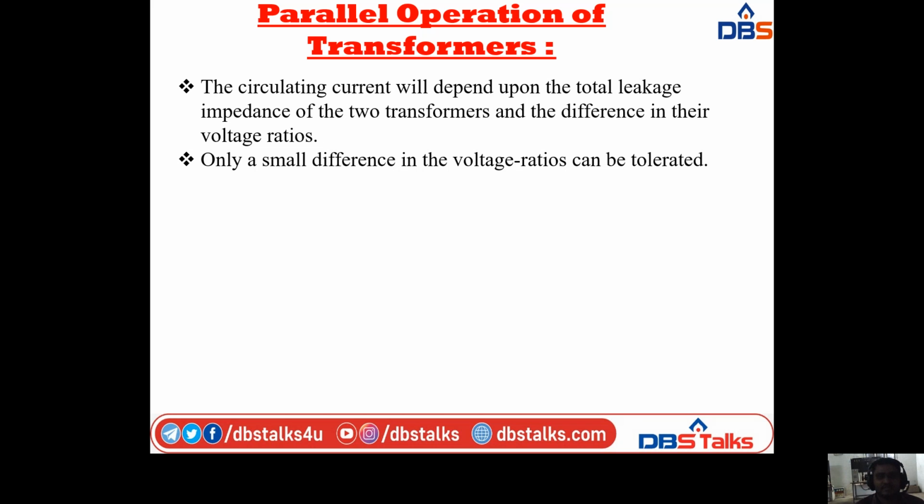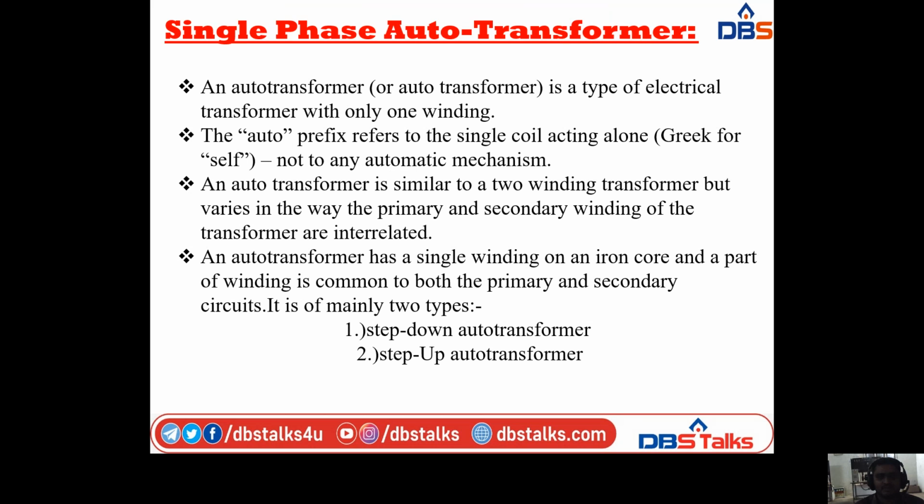Next, coming to the concept of the auto transformer, that is the single phase auto transformer. An auto transformer is a type of electrical transformer with only one winding. In the basic transformer we have two windings, one is primary and another one is secondary. But in the auto transformer we have one.